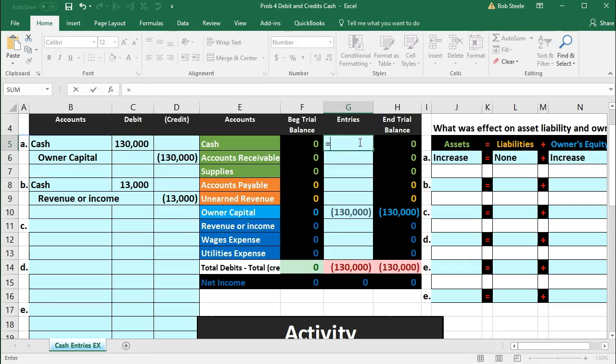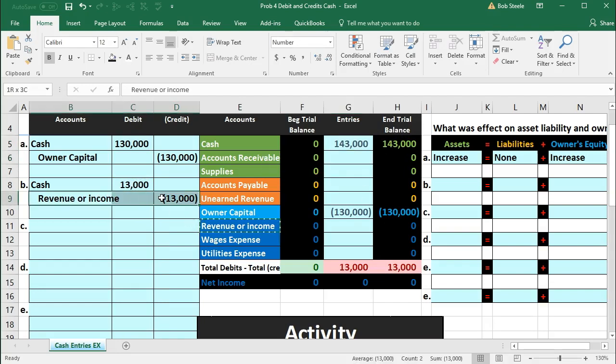I'm just going to say equals, I want this cash number, I'm just going to point to it, that number, plus this cash number, I'm just going to point to it, that number, and then that'll give us that number. So that increased the cash in the debit direction. Then we're going to record the other side, which is revenue.